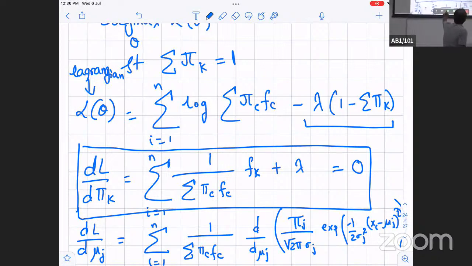The first equation I am taking with respect to pi k, right? So the log term becomes 1 over the summation of pi k fk, and only fk remains, since the derivative of pi k with respect to pi k is 1. Then coming inside, there is minus lambda times minus pi k, which becomes minus 1, so that becomes plus lambda. Is that okay? It's okay, right?